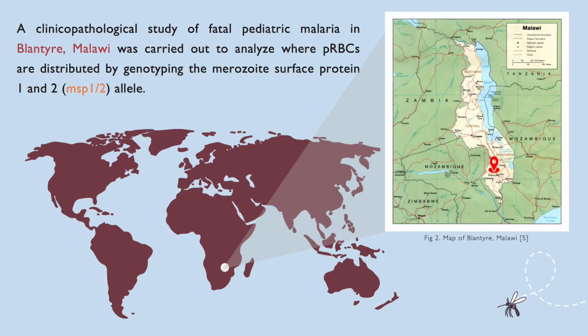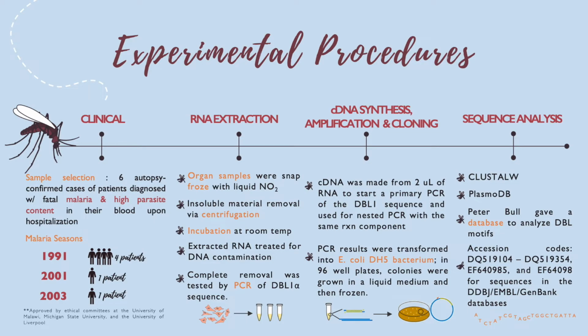With this, a study on fatal pediatric malaria was carried out to find where Plasmodium falciparum infected erythrocytes are distributed, through genotyping the merozoite surface protein 1 and 2 alleles. With the approval of ethical committees and consent from parents and guardians, this study chose 6 cases diagnosed with fatal malaria and high blood parasite content from 3 different malaria seasons.